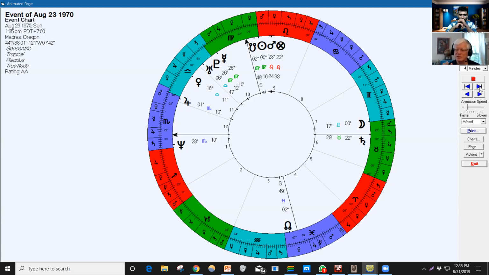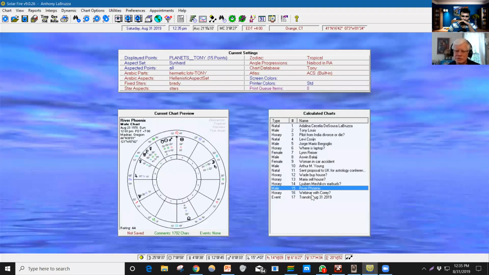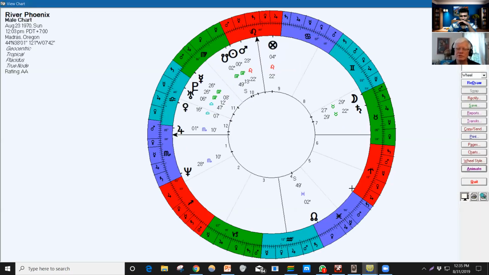So, questions about this? I thought it was good to begin with this so people could really see how primaries work. It's amazing. And the nice thing about this is you can eyeball the chart and get a general sense. Let's go back to the original chart. Here's the original chart.